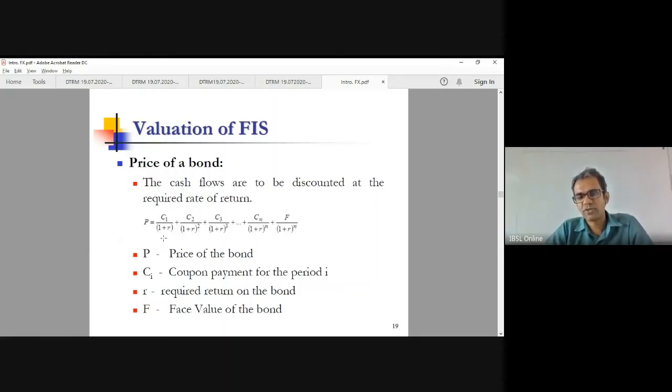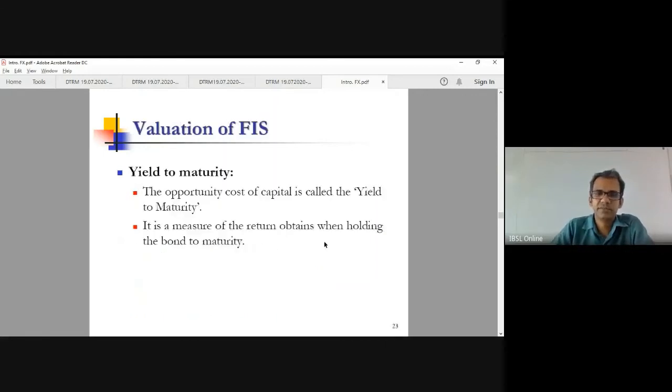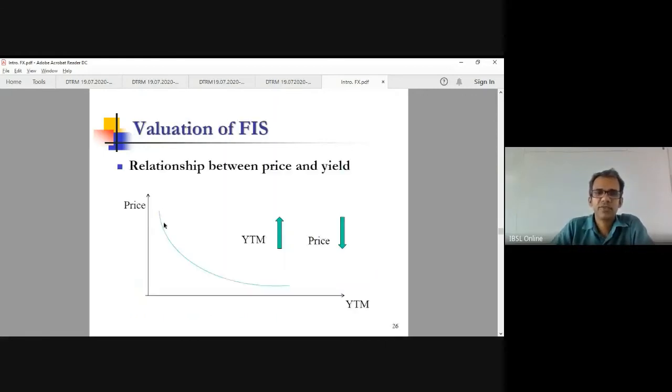But it's not a one-to-one or linear relationship because of these powers. You don't discount each and every cash flow by the same amount. You use different discounting rates. Therefore, this is the relationship that you can see for a particular bond.